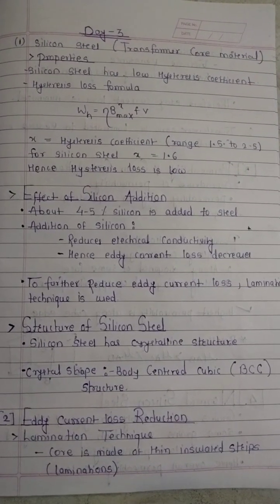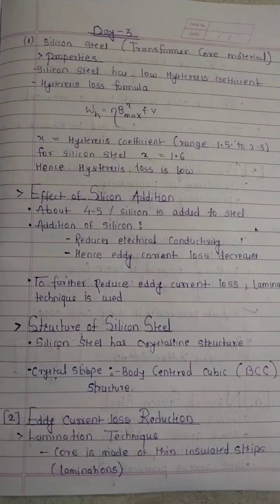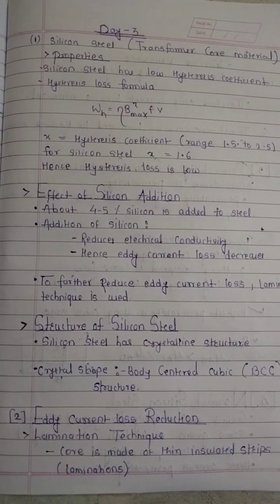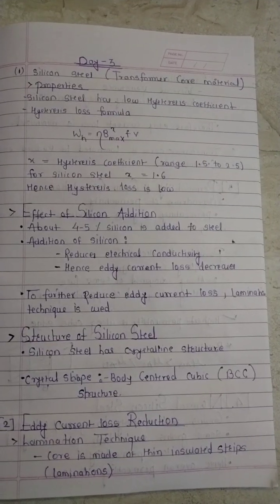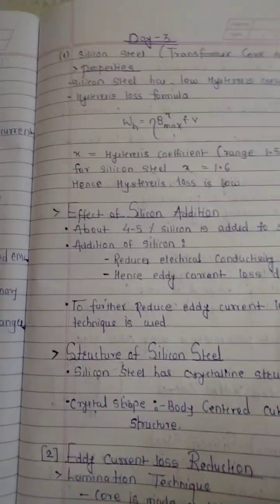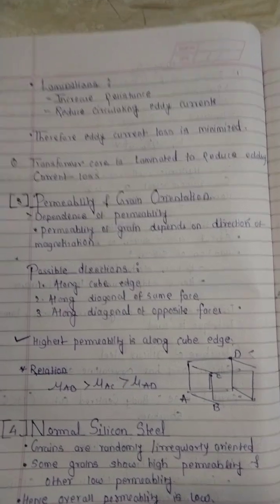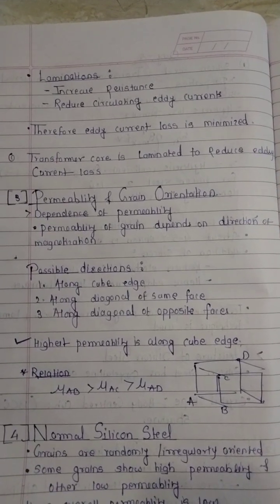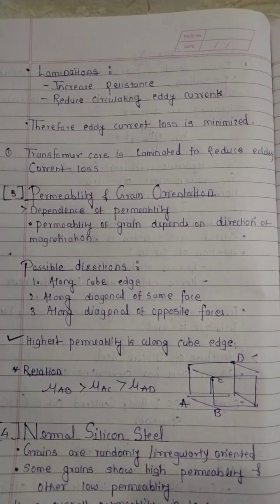Eddy current loss reduction. We have seen the techniques, that is silicon addition and lamination. So let us see the lamination technique. The core is made up of thin insulated strips called laminations. What does the lamination do? It increases the resistance and reduces the circulating currents. Therefore, eddy current loss is minimized.